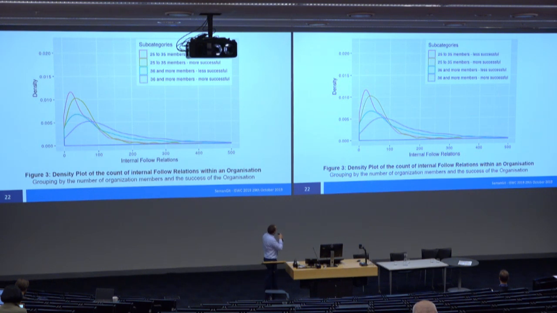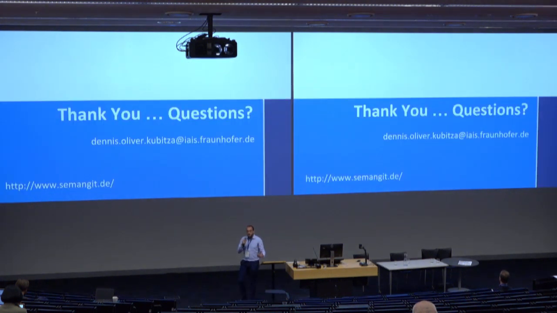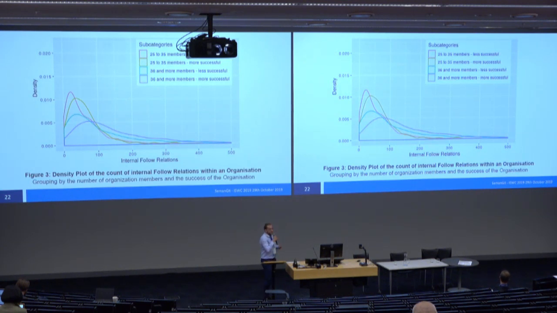The third analysis that we did was that we asked ourselves if social behavior within organizations might lead to a better success of the projects. And for this, we queried all the organizations that are on GitHub, all the repositories they had, counted the number of stars, and also we counted within an organization how many people follow each other.